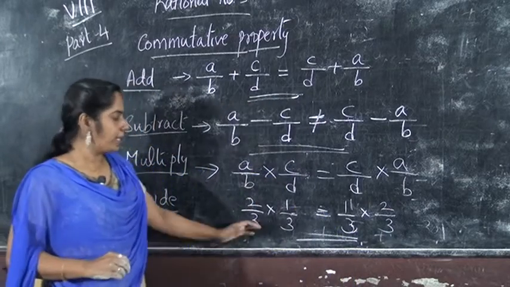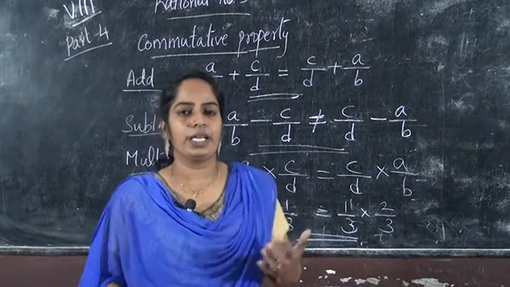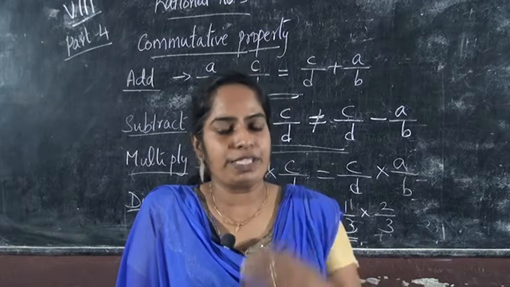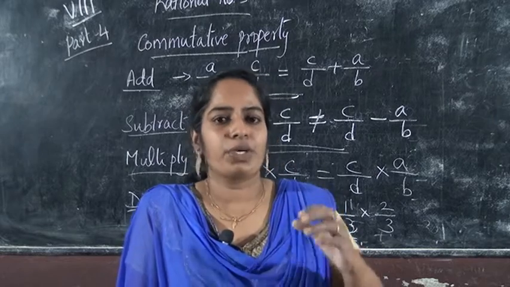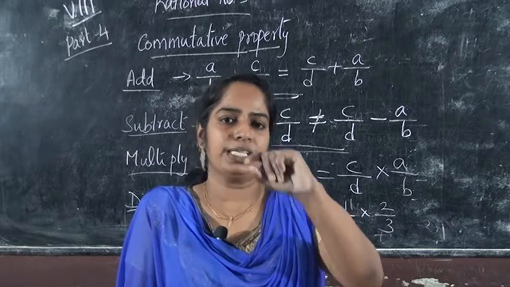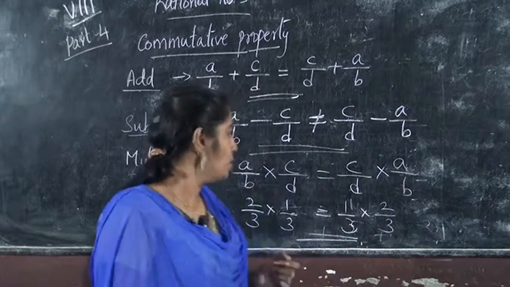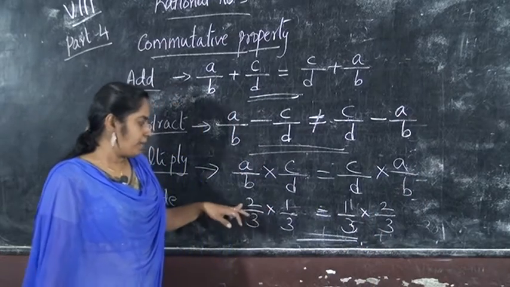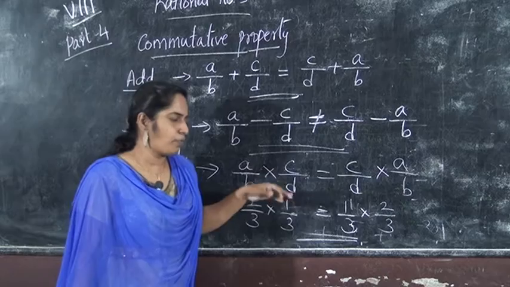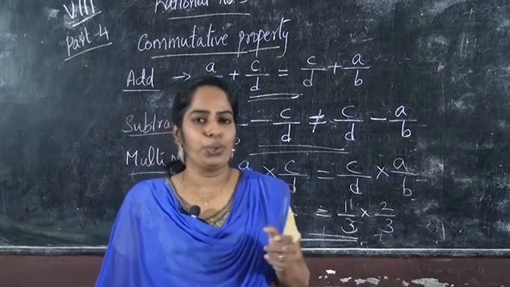So how? Here it is multiplication. Whether the denominator is the same or different, it's okay, because for multiplication we can multiply numerator into numerator and the denominator into denominator. So here, multiplication 2 into 1. What is 2 into 1? It is 2, not 3.